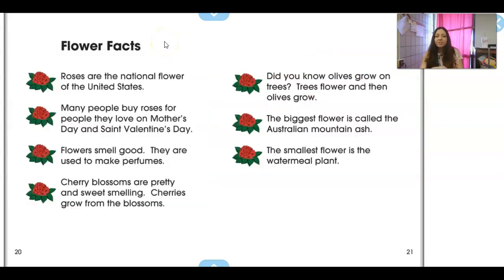And these are some flower facts. It says roses are the national flower of the United States. Many people buy roses for people they love on Mother's Day and Valentine's Day. Flowers smell good and they are used to make perfumes. Cherry blossoms are pretty and sweet smelling. Cherries grow from the blossoms. So when you hear the word cherry blossoms, it's because the fruit of a cherry is going to grow there eventually. Did you know olives grow on trees? Trees flower and then olives grow. The biggest flower is called the Australian mountain ash, and the smallest flower is called the watermeal plant.